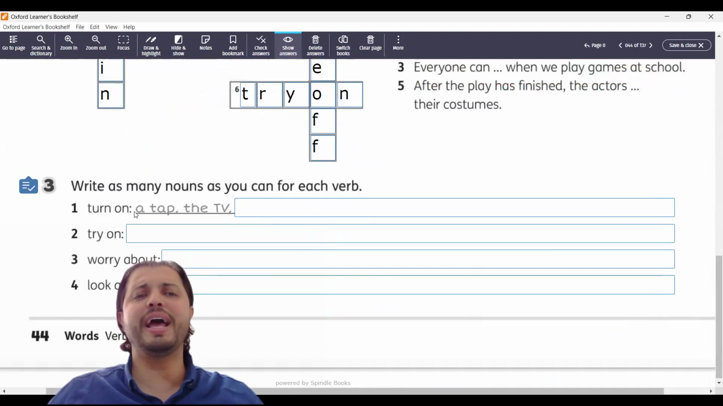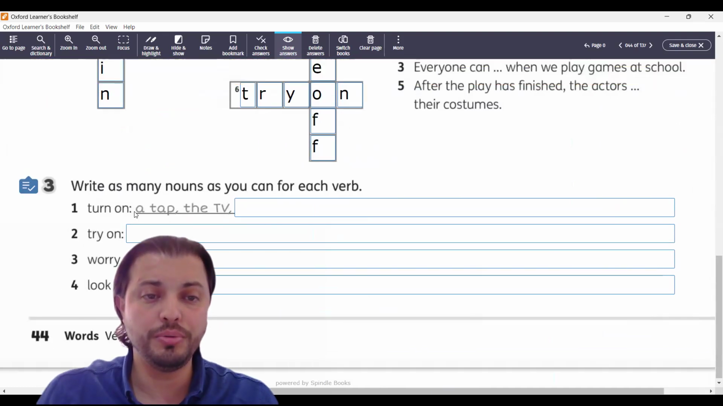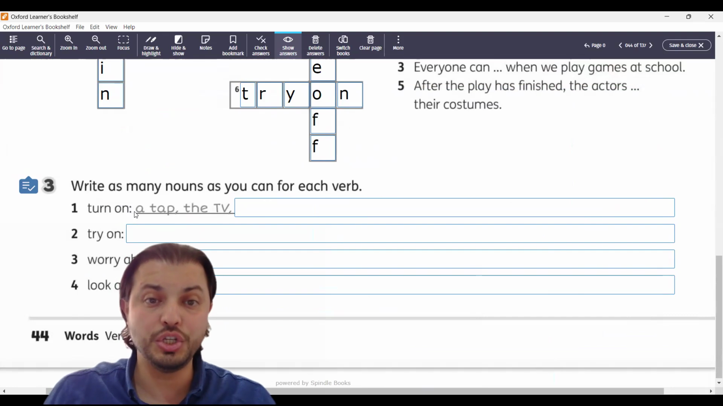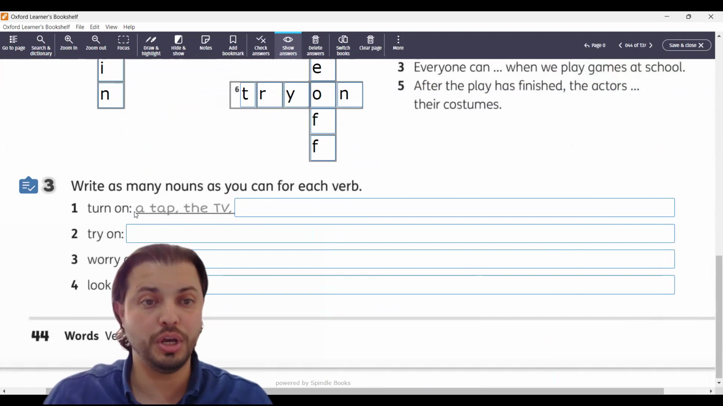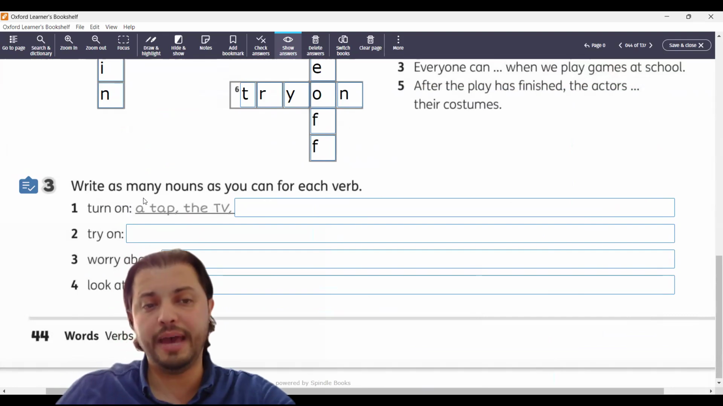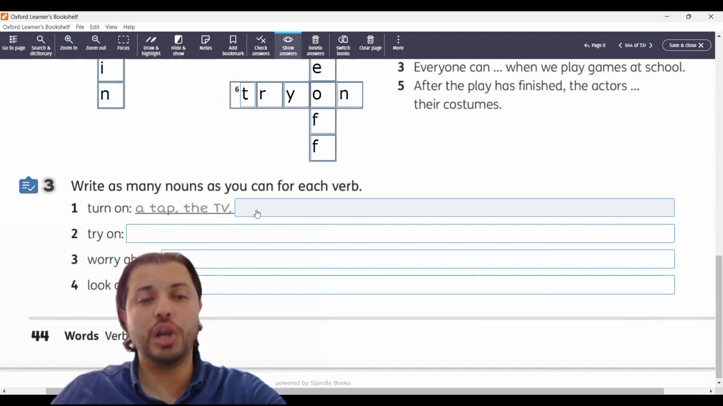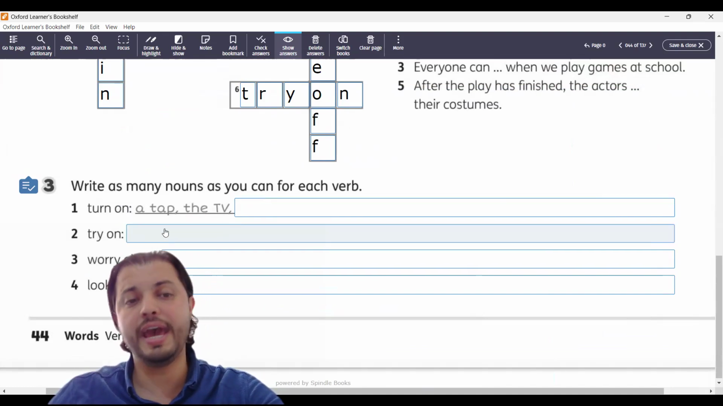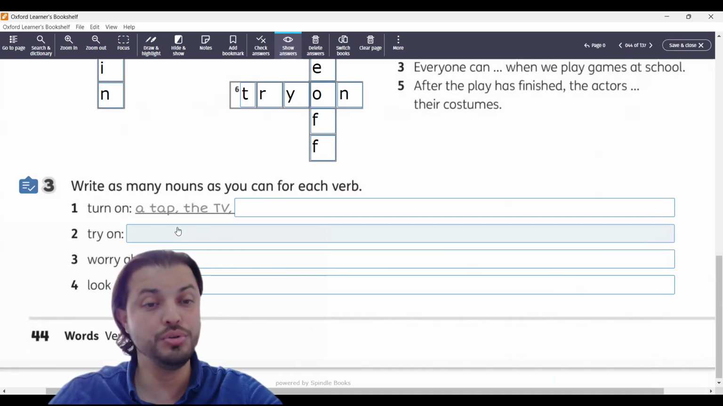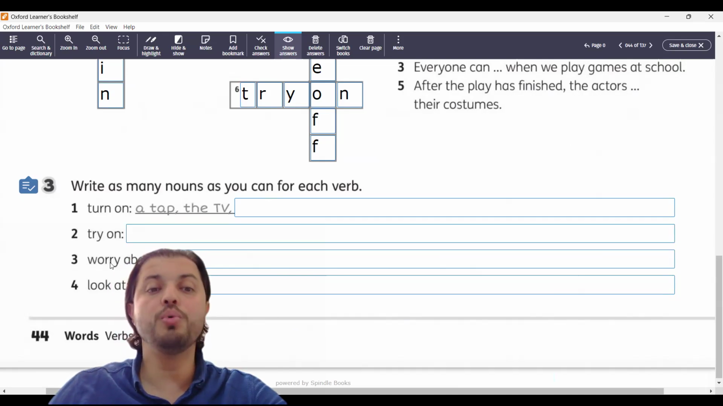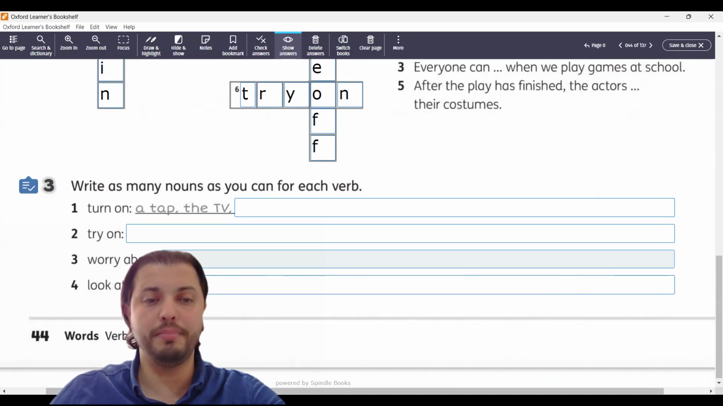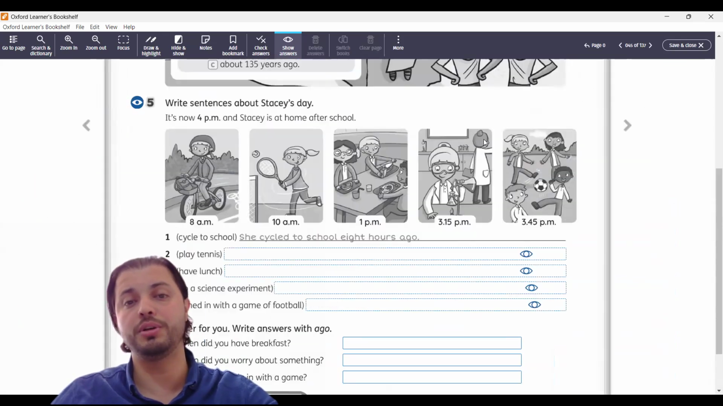Yeah, now let's see. Write as many nouns as you can for each verb. So turn on a tap, a TV, a light. Try on clothes, try on a hat, try on shoes. Okay. Worry about my family. What about my car? What about my kids? Look at me. Look at the house. Look at the course. Look at my book. Whatever you can write, whenever you want to.